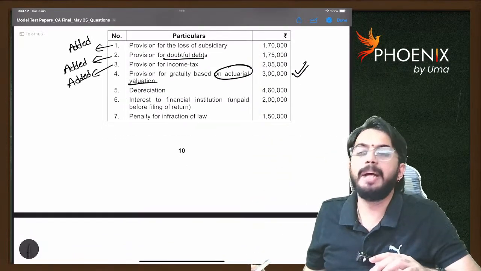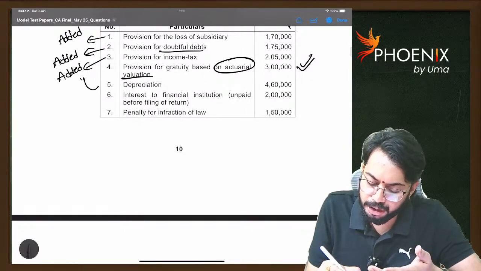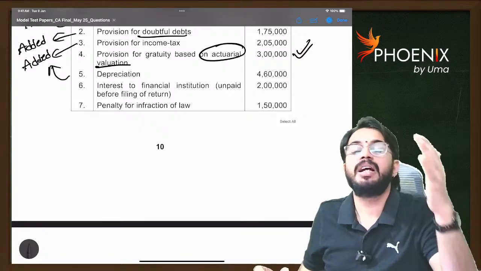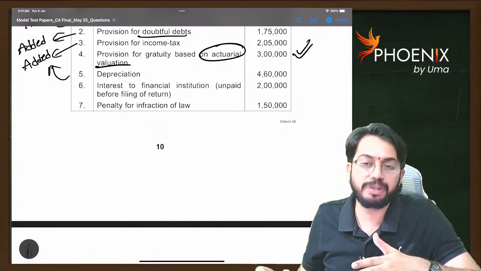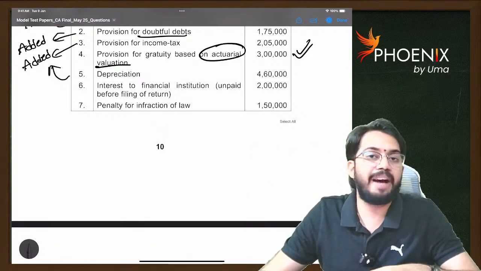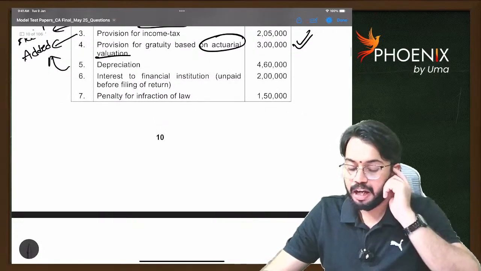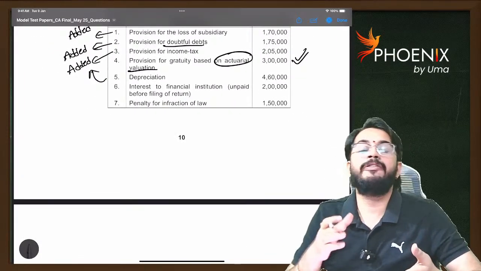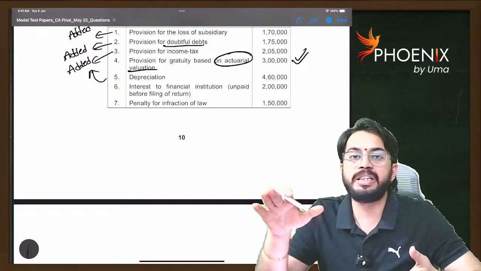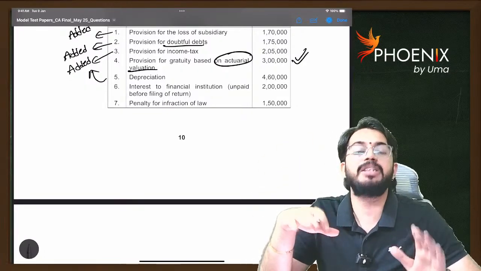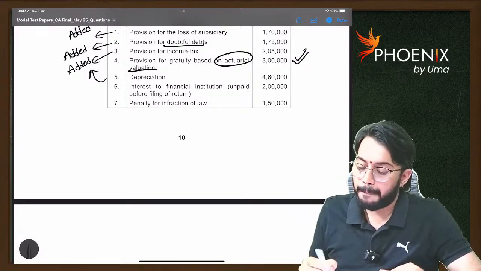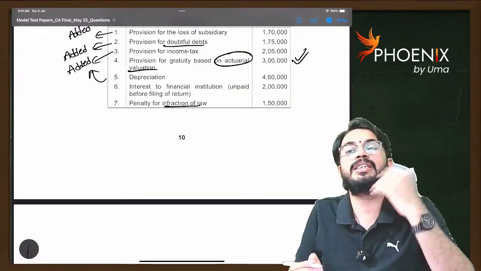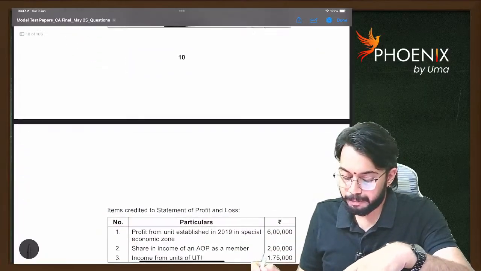Okay. Next, depreciation as per Companies Act needs to be added. See, Companies Act total depreciation we will add back, and we will reduce depreciation on revalued assets. Next, interest to financial institution unpaid before ITR. See, if it is unpaid, it is disallowed under PGBP. But while calculating book profits, you need not disallow. Next, penalty for infraction of law. This is also disallowed under PGBP, but this is allowed while calculating book profits.